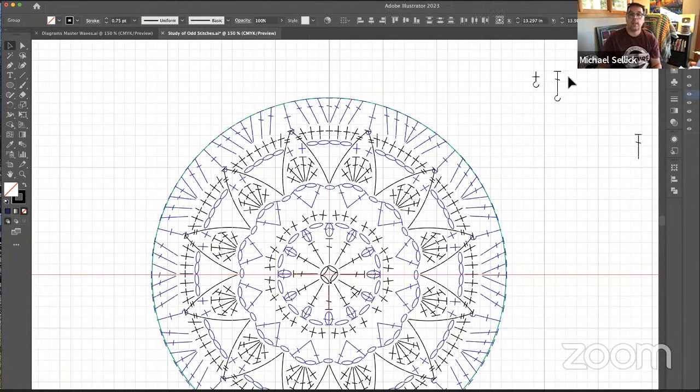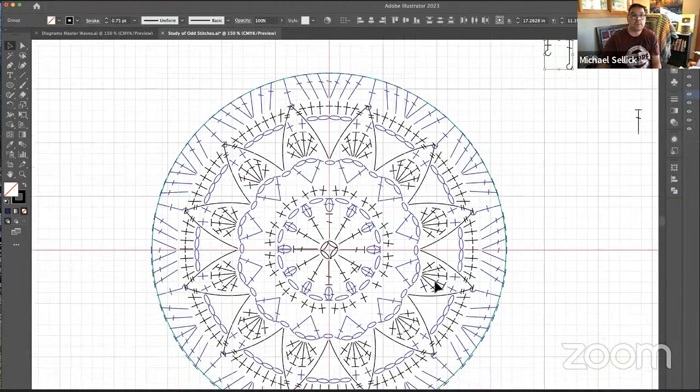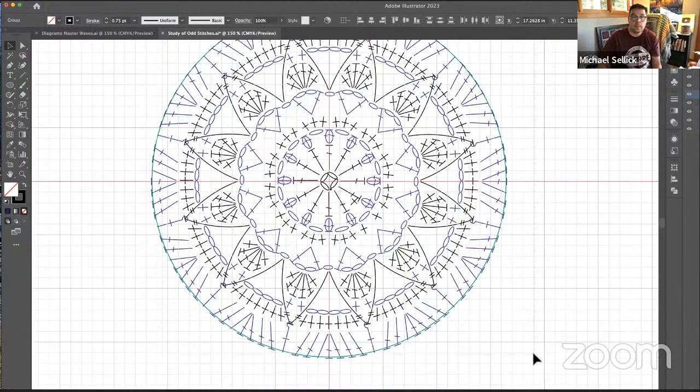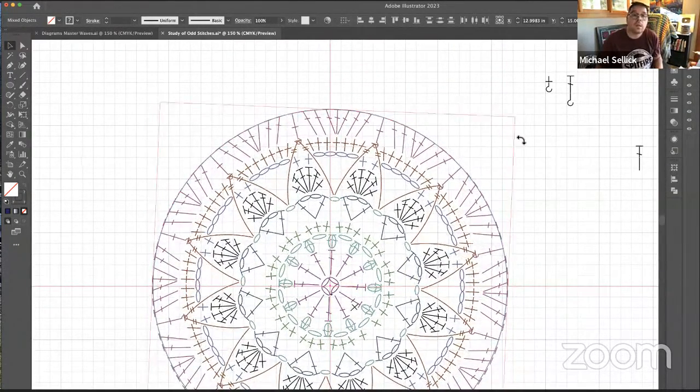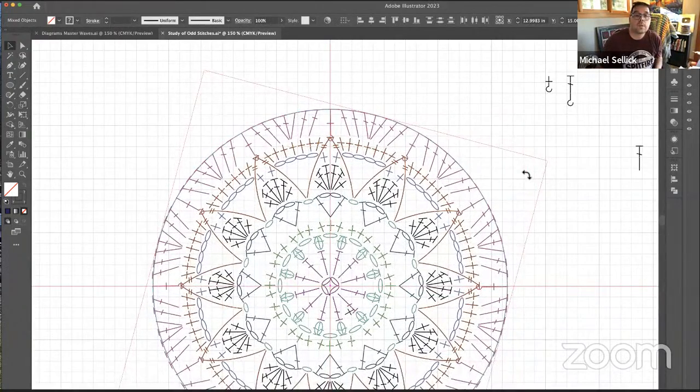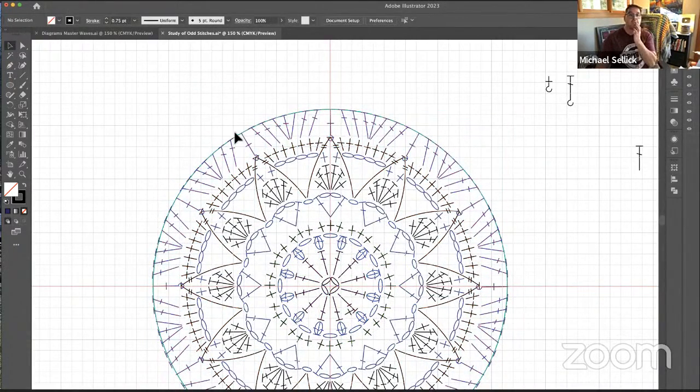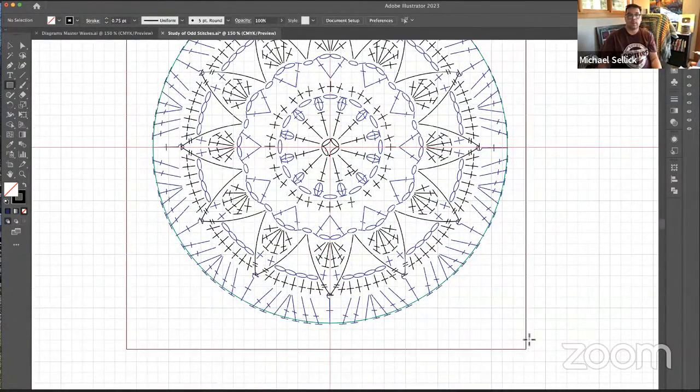Okay, so what do I need to do here? I need to get myself to a square. And the middle of the square is a single crochet. So I need to rotate this thing so a single crochet is in the square. Like that. And now I need to get to a square. So I'm just going to draw a square and see how it goes.